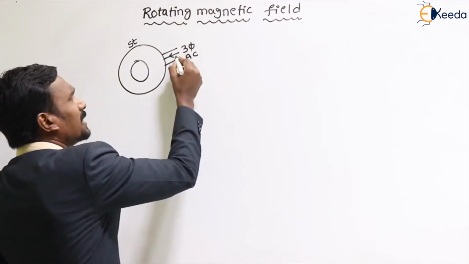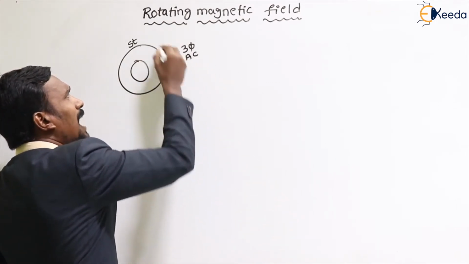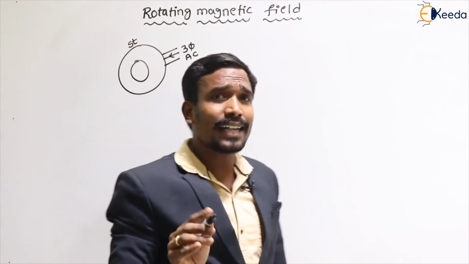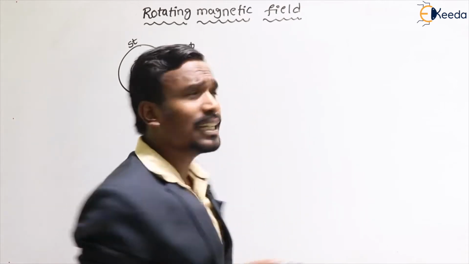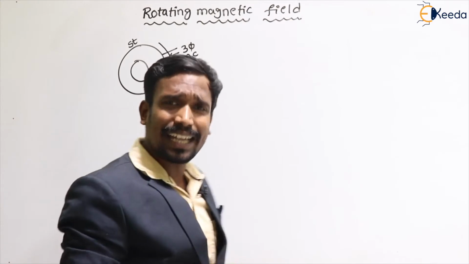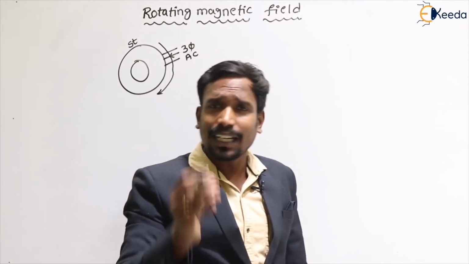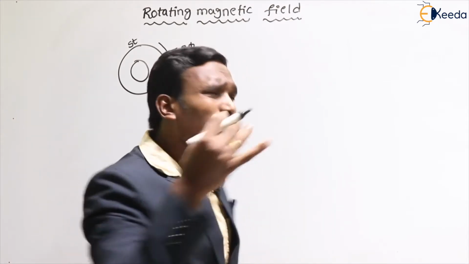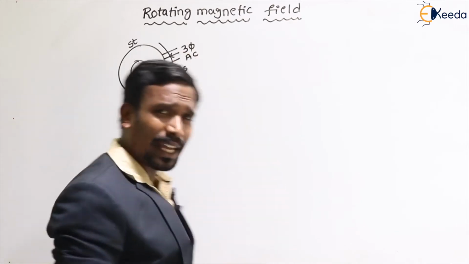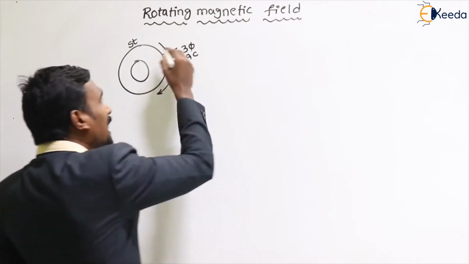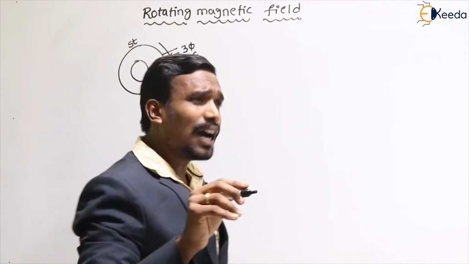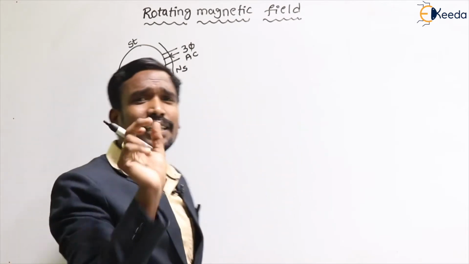Now, when this AC supply is given to this machine, some magnetic field will be produced, but what I am saying is that this magnetic field is rotating in some way. That magnetic field is rotating with some speed, and that speed is called synchronous speed. And this magnetic field is rotating in clockwise direction. Now I am going to prove this statement.